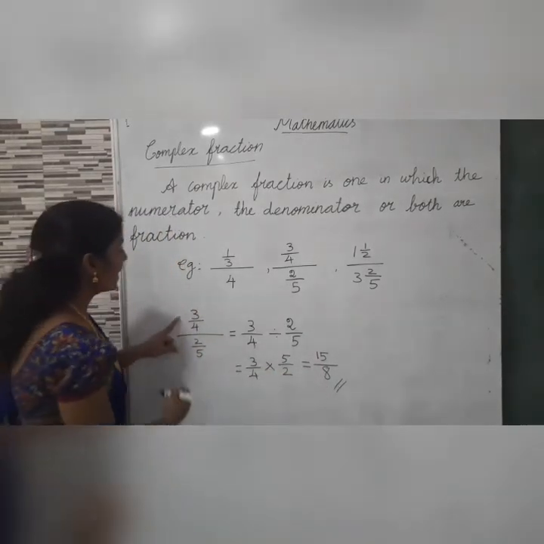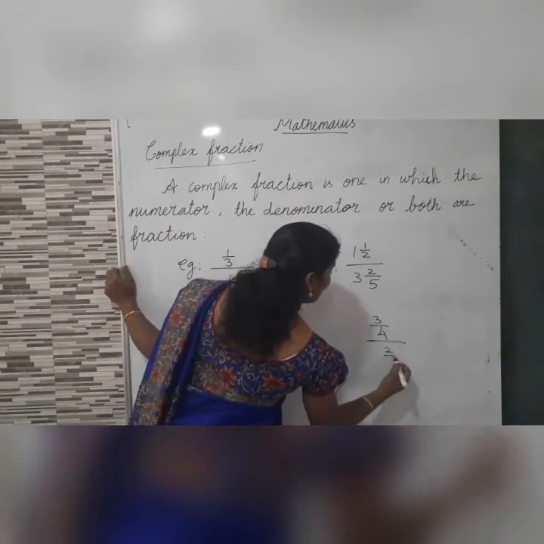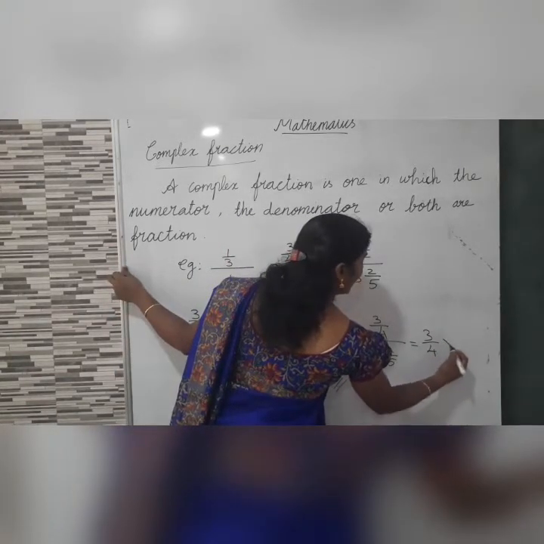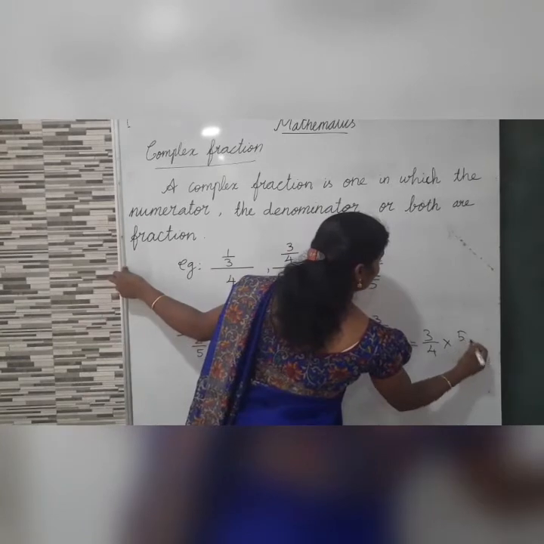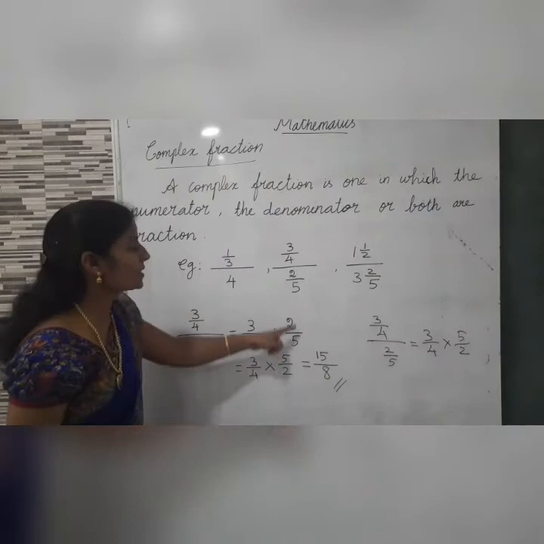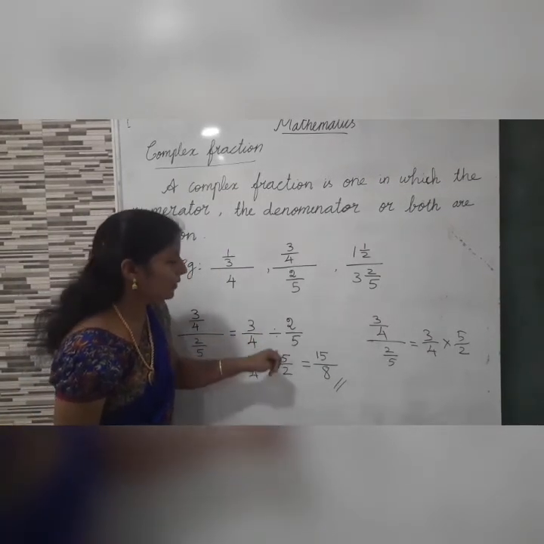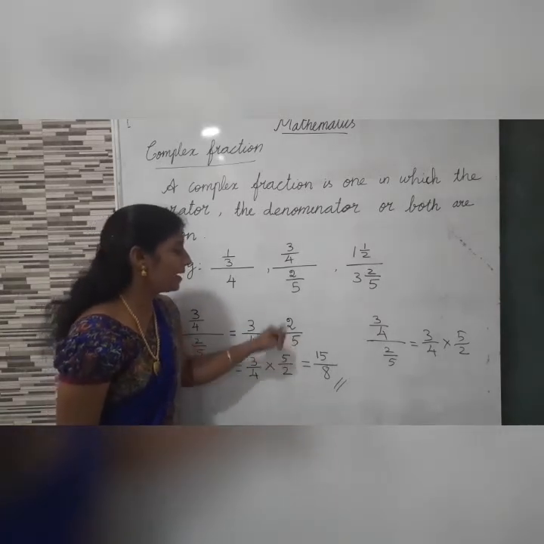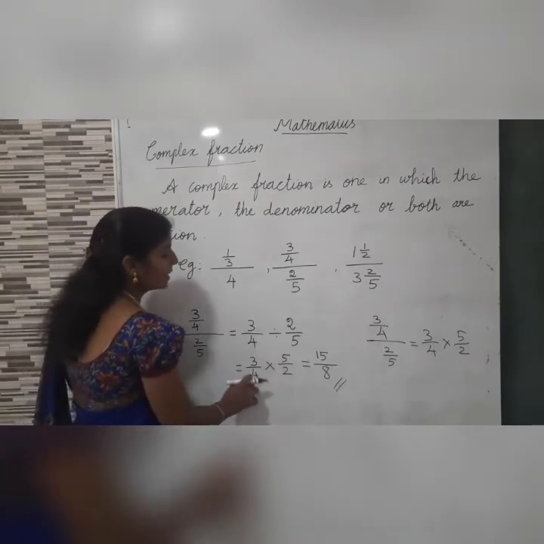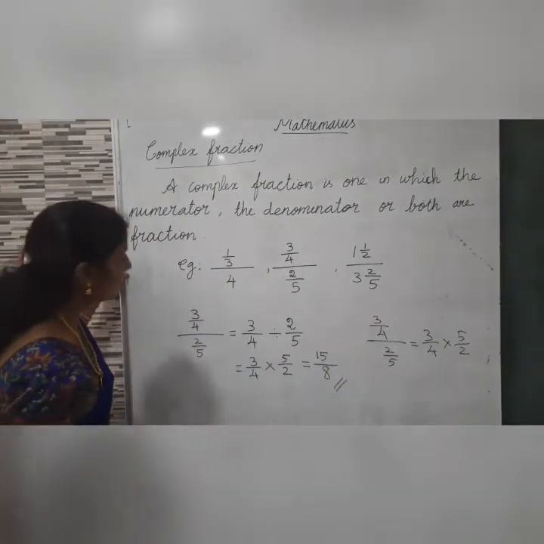So we can write 3 by 4 divided by 2 by 5 is equal to 3 by 4 into, what's the reciprocal? 5 by 2. Why did I write it like this? Because this is a division. So in this step, 3 by 4 multiplied by the reciprocal of 2 by 5, which is 5 by 2. So we can write 3 by 4 into 5 by 2. Shall I give another example?